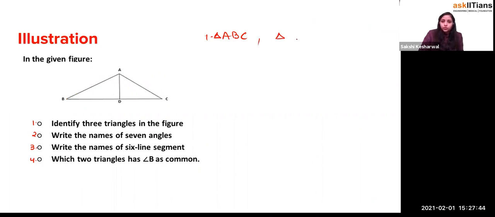And then the second is what? Triangle ADB, right? You can write ABD, or ADC or ADB, whatever you feel like. And then there is a triangle, what, beta? ADC. You can write in any order. Order doesn't matter, right?